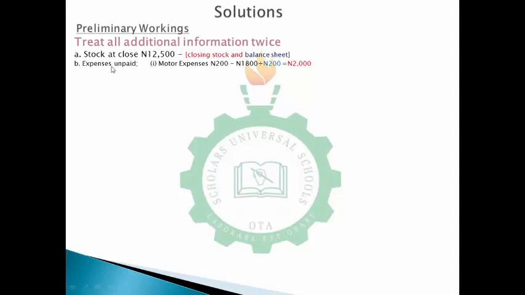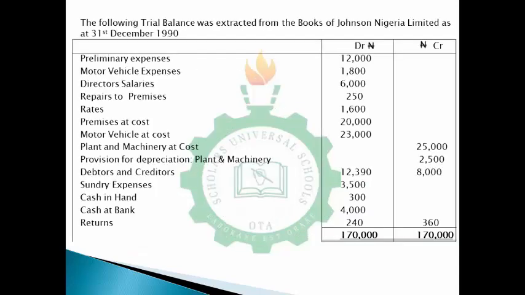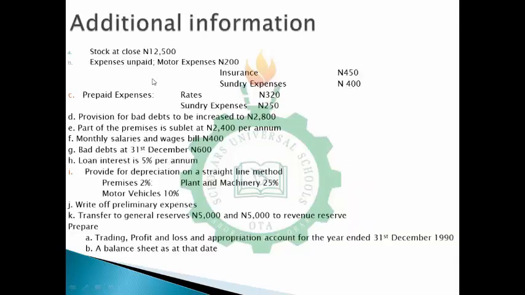So now the first expense unpaid that we are giving here is our motor expense of 200 naira. If you check my trial balance, you will see that this motor expense is 1.8. We've been given as additional information the motor expense unpaid to be 200 naira. So you have not paid 200 naira and you have paid 1.8.